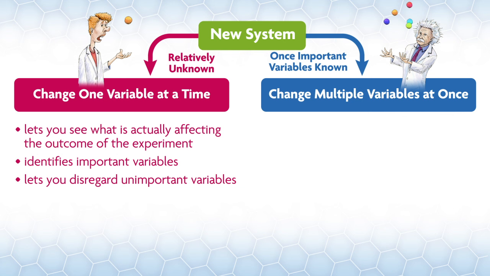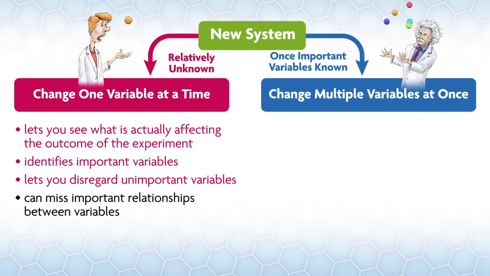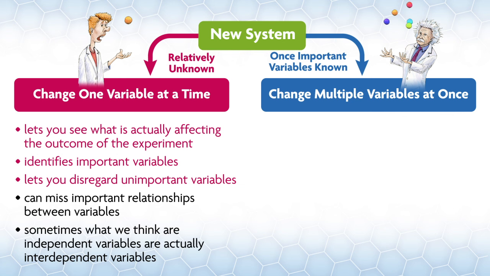Changing one variable at a time, once you know what variables are important, can miss important relationships between the variables that you can only realize by systematically adjusting multiple things at a time. In other words, sometimes what we think are independent variables are actually interdependent variables, so we need to figure out how they affect one another.